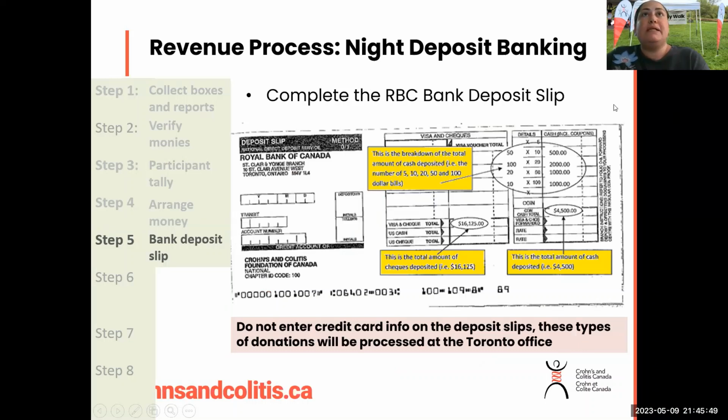So in terms of completing the RBC deposit slip, as you can see, you will just fill out the denomination and how many of each denomination you have, and then you will enter the total. For the checks, you just enter the total check amount. So you don't need to enter them separately, you enter the total amount. So if you have so many checks, you will need to use your calculator to have your check total. So you can enter this on your deposit slip separately.